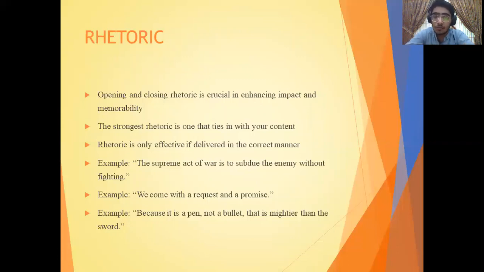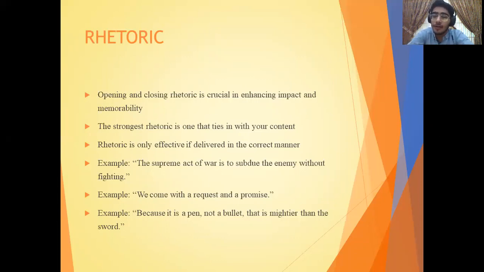for days far after you've sat down. Second thing I like to note here is that the strongest rhetoric is one that ties in with your content. This is absolutely crucial because a lot of the rhetoric that we see being thrown around in many Model UN circuits is just absolutely random words being tied together, or very random statements being thrown around that probably do not have much relevance to what your speech actually entails. I think that the most effective and the most memorable rhetoric is the one that ties in with your content.